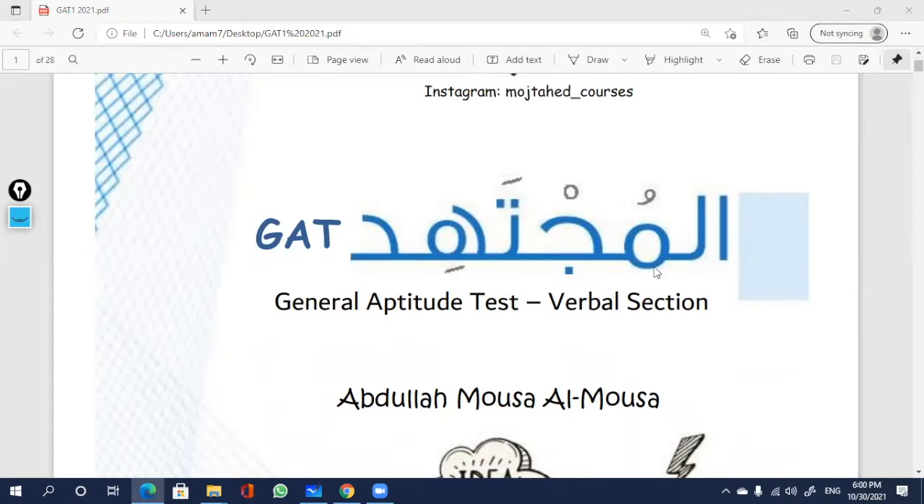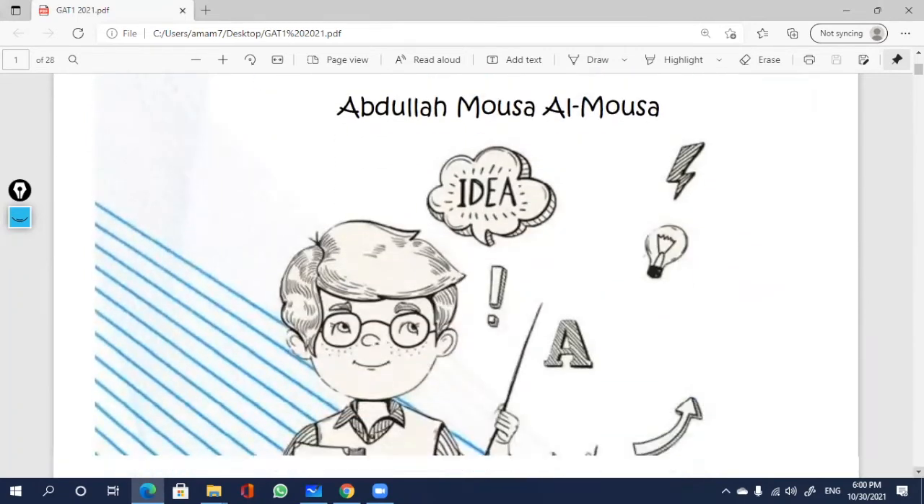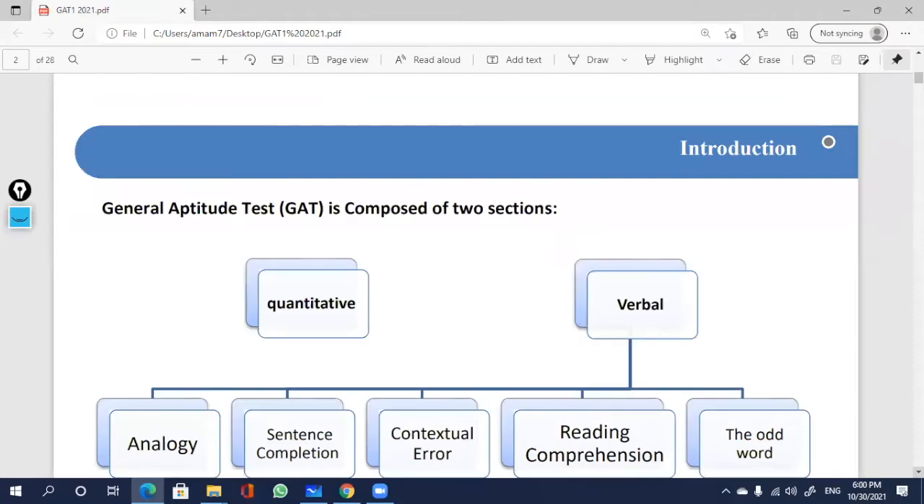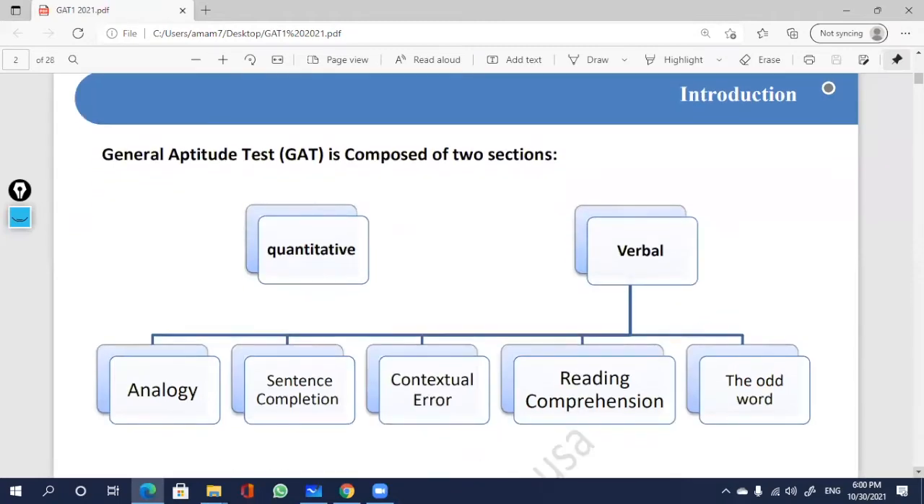Okay, today we'll start our course and the verbal section. As you know, the exam is divided into two parts. The first part is the quantitative section and the verbal section. The verbal section is divided into 5 categories. We have analogy, sentence completion, contextual error, reading comprehension, and the odd word out.